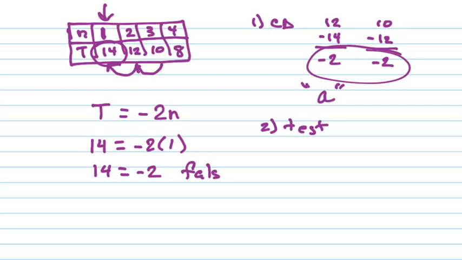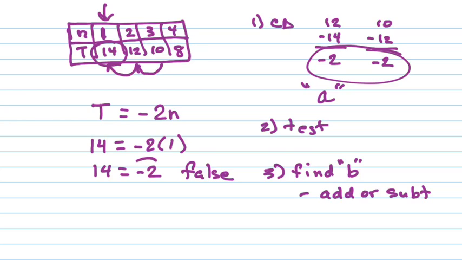Now, if it was true, then I'm done with the pattern. I can just move on, right? Okay. But if it's not, I need to find b, which is that thing we're either adding or subtracting at the end. And I do that by simply adding or subtracting to get the number. So this is the number I need to move, right?